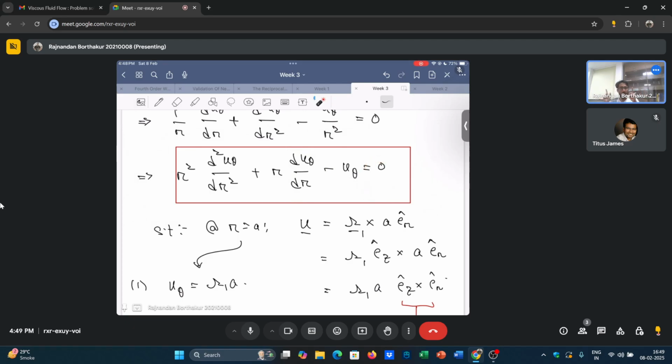this equation. But the only difference between this and a more conventional differential equation is that we have a variable coefficient multiplied with the nonlinear term. Had this r square and r been constant, we would just take the form of u theta as some e power mx, substitute it here, and you will get a complementary function, something like this.